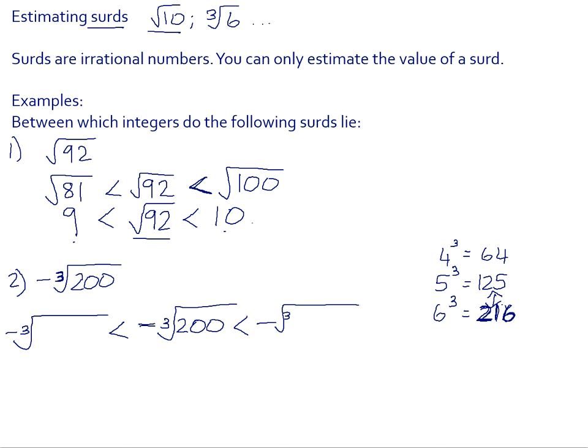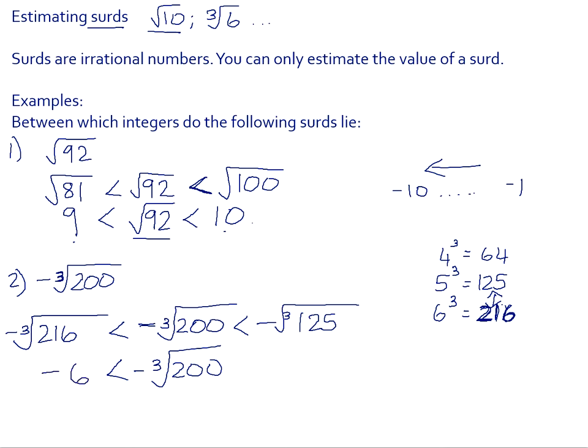Because we're dealing with negative cube roots here, the negative cube root of 216 is going to be smaller than the negative cube root of 125, in the same way that negative 10 is a smaller number than negative 1. It's to the left of negative 1 on the number line. Okay, so the negative cube root of 200 will lie in between negative 6, because the cube root of 216 is 6, and negative 5. Okay, so that is how you estimate the integers between which a surd will lie.